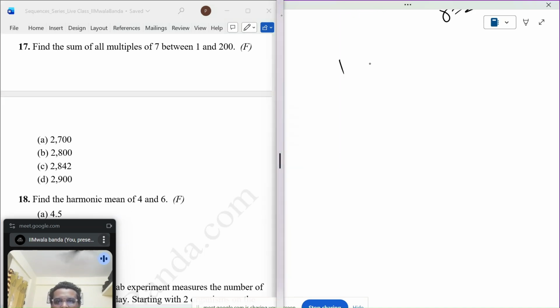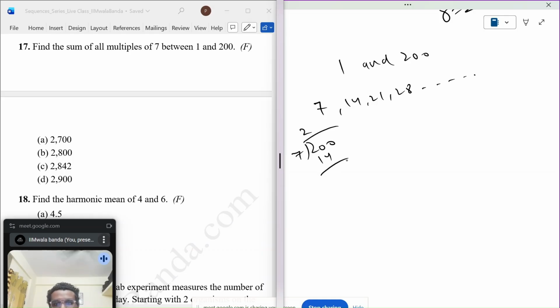This is also a very common type. Obviously, it will not come directly in the exam, but it can be a part of a bigger question. So basically, I need to find multiples of 7. First will be 7, then 14, then 21, then 28, and so on. Now, what about 200? So 200 is not divisible by 7, but 7 times 8 is 56, so 4 is left. So I know the last number will be 196, which will be 7 into 28.